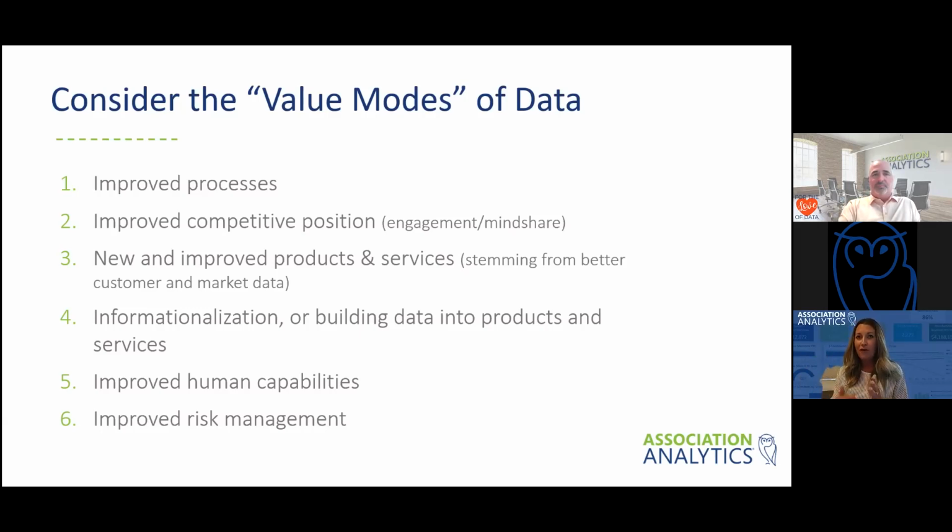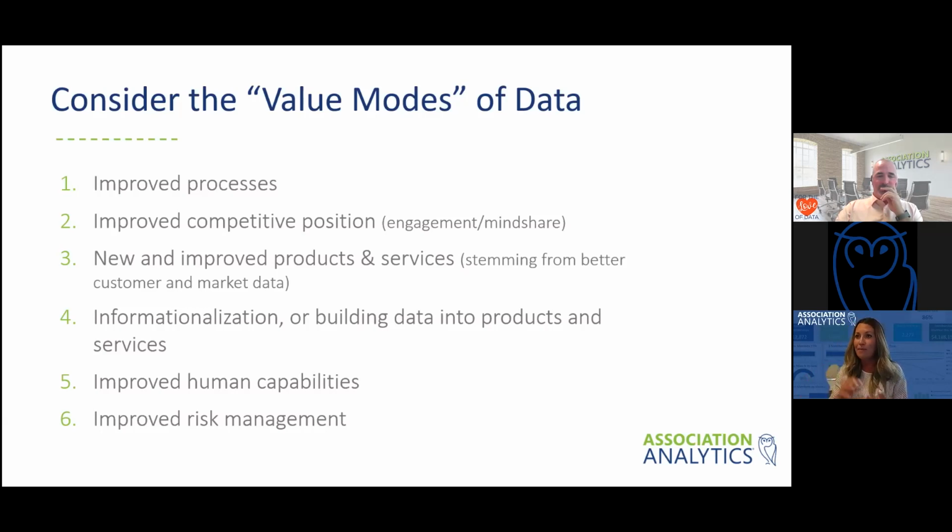Like I said, many of these might fall into a couple value modes, and they should likely fall into a couple value modes. And new and improved products and services, this is typically stemming from better customer and market data. So when you tie that all together, you can really understand what products and services you should be offering. I'm not going to attempt to say number 4 because it all gets jumbled up in my mouth, but the idea is building data into products and services. And so we're starting to see more associations do that. You might not have as many pieces or buckets of data that fall into this, but you may want to strive to get there.